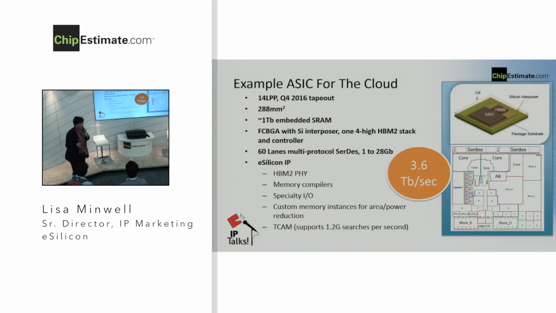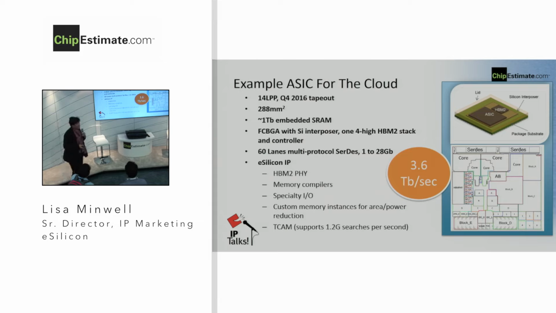So under the hood, what would this ASIC look like? These are really large ASICs. They can have up to almost a terabit of embedded SRAM on board. That's a lot, plus all of this memory that they're communicating with externally. This particular chip is 288 millimeters squared, so it's a big chip. It's in 14 nanometer technology. It has 60 lanes of multi-protocol SerDes.